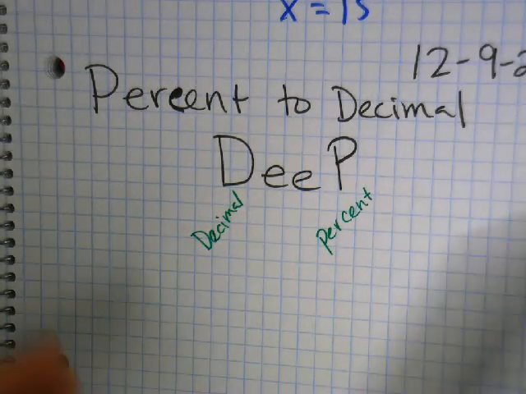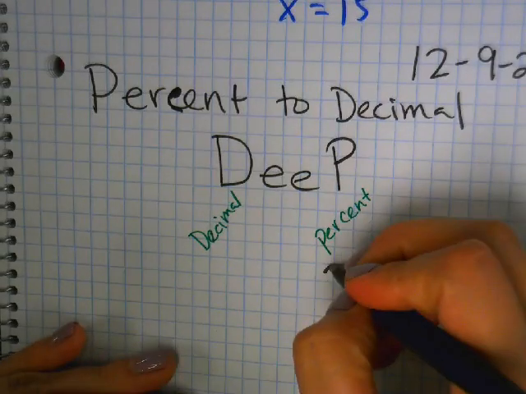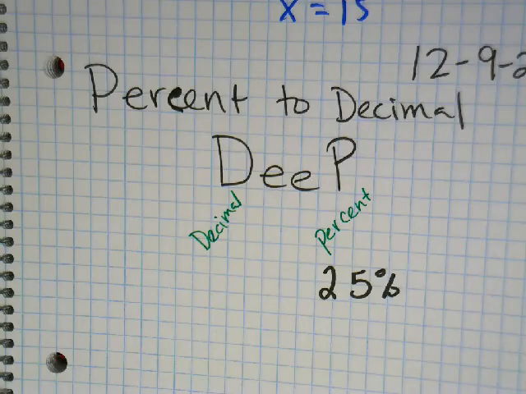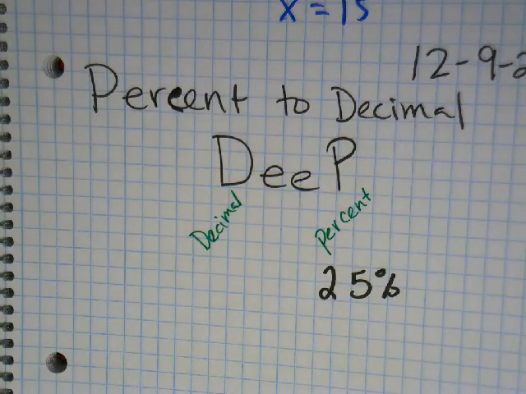So, if I have 25%, okay, you're going to save 25% at the store. When I do the math, I can't use 25%. I need it as a decimal. So what is 25% as a decimal?